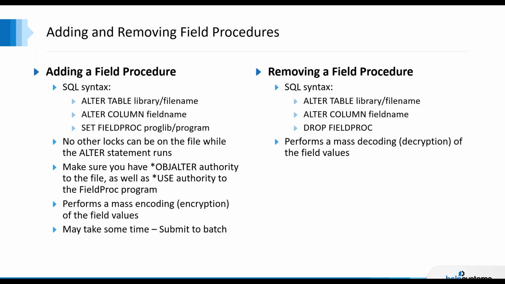When you attach this field procedure, the database manager is going to go through and perform a mass encryption of all of the values in that column. And that's certainly a consideration if that is a big file. You're going to have some downtime for that file. Granted, it should be just a one-time process, but you're going to want to submit it to batch so that it has plenty of opportunity to run. If you want to remove a field procedure, then you're going to, again, use that alter table directive. Again, this is going to perform a mass function. In this case, it's going to decode all of the values that are currently stored in an encrypted form.